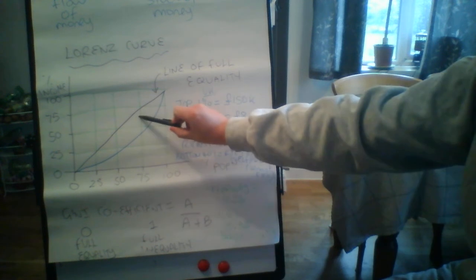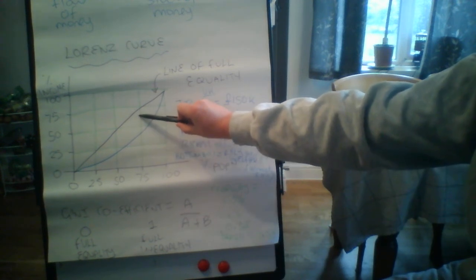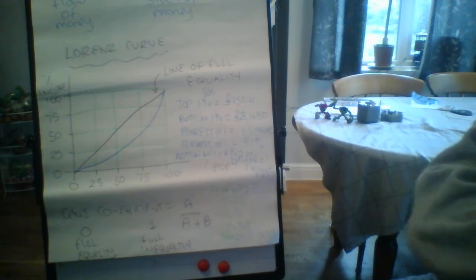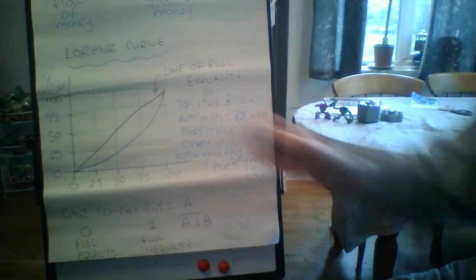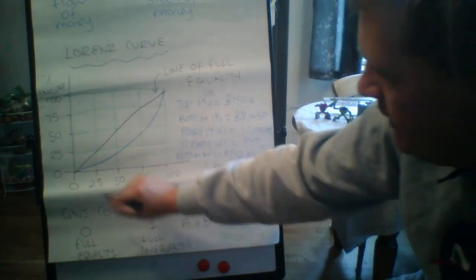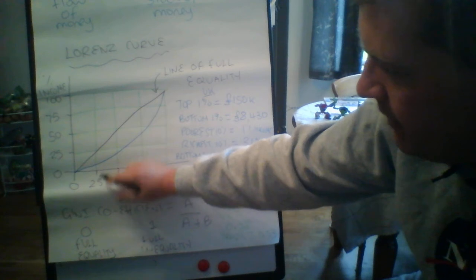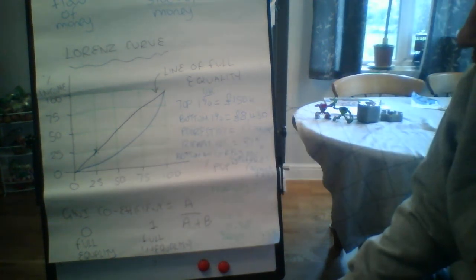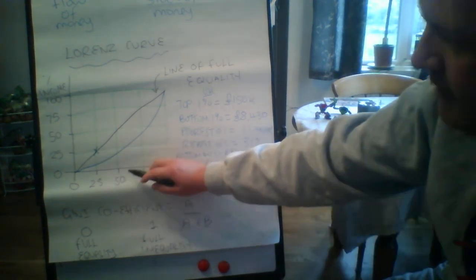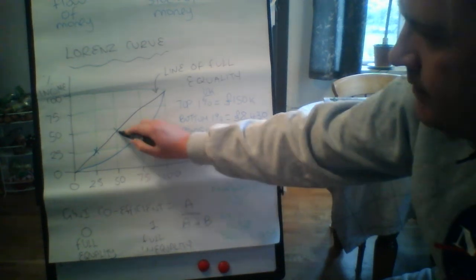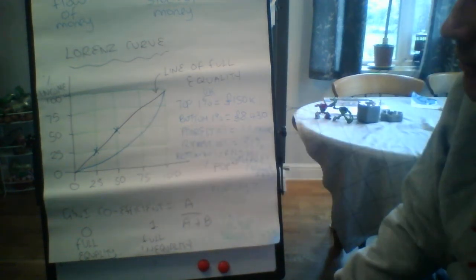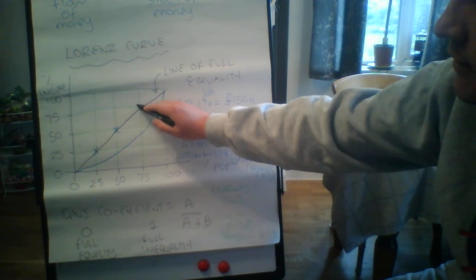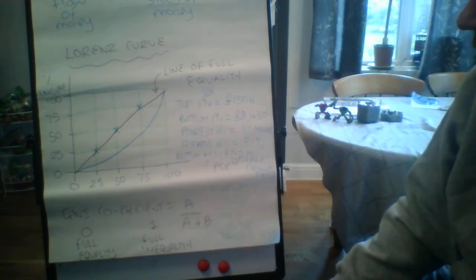Now this black line here, this 45-degree line, would show me what we call the line of full equality. Now think about what this means. What this line shows is that the poorest 25% of the people earn 25% of the income of the country. The bottom 50% of the population earn 50% of the income of the country. The bottom 75% will earn 75% of the income of the country.